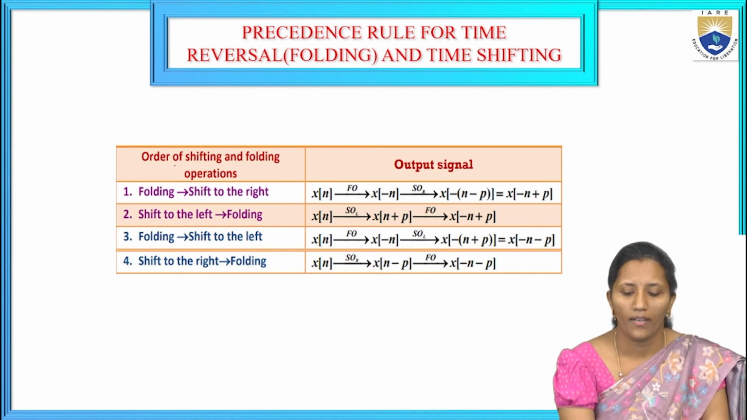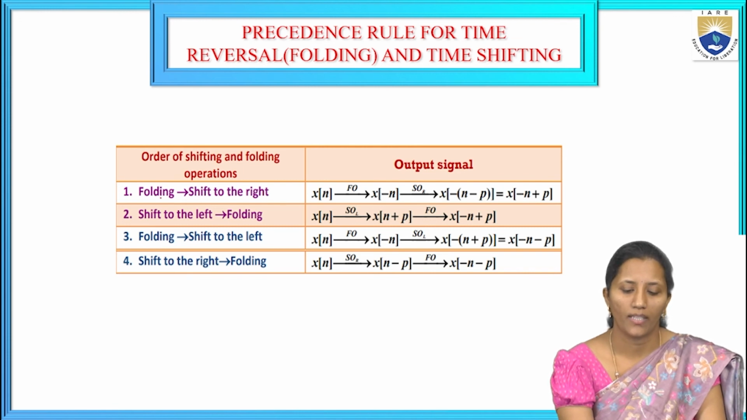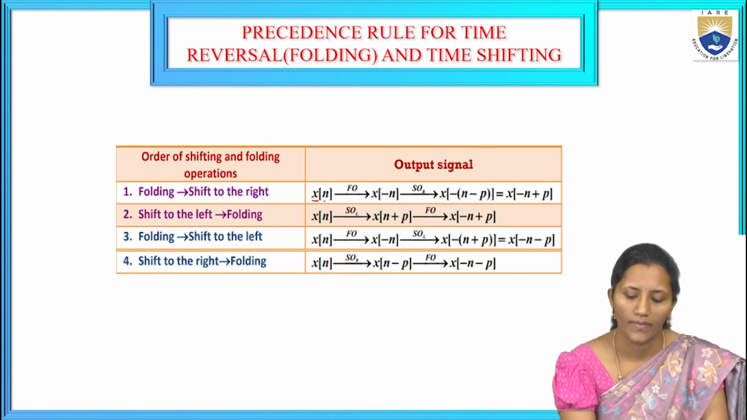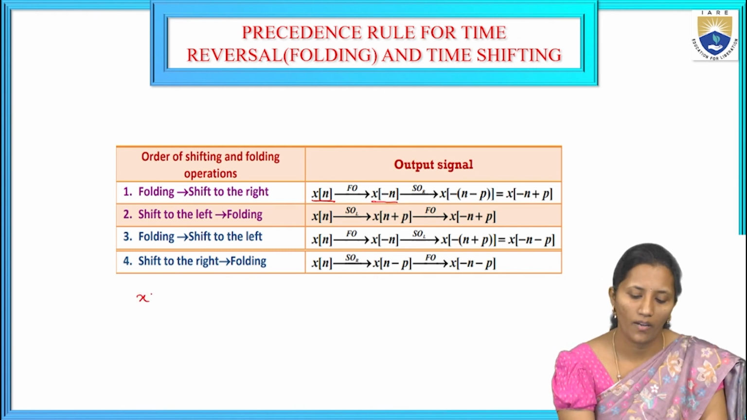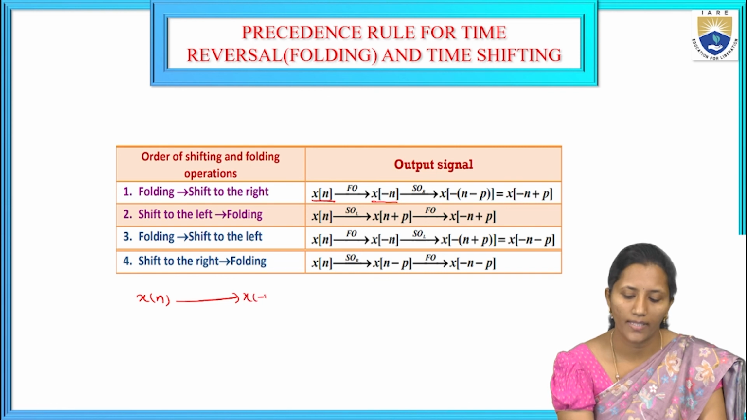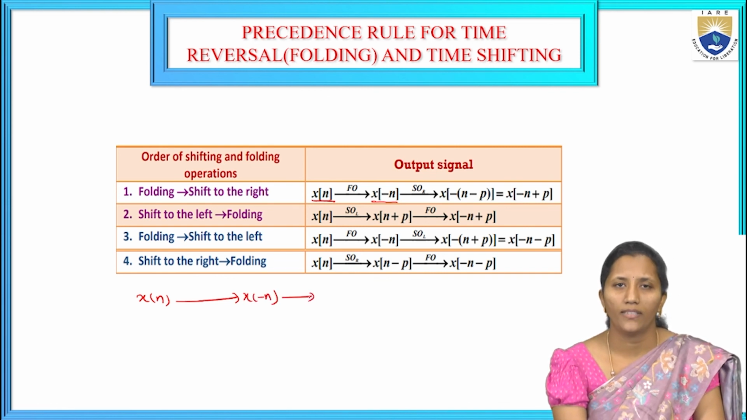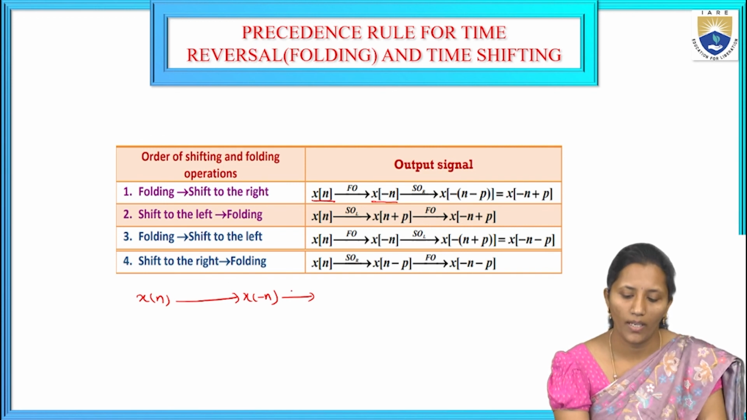First, the order of the shifting and folding operations we are going to discuss. If I want to shift the x of n signal, I take the original signal and I want to fold that signal. After folding, we are going to get the mirror image or time reversal signal, that is x of minus n. Okay, x of n, after folding, we are getting x of minus n. In folding, just n is replaced by minus n. Then we are going to do the shifting operation, so x of minus n minus p, that is x of minus n plus p.